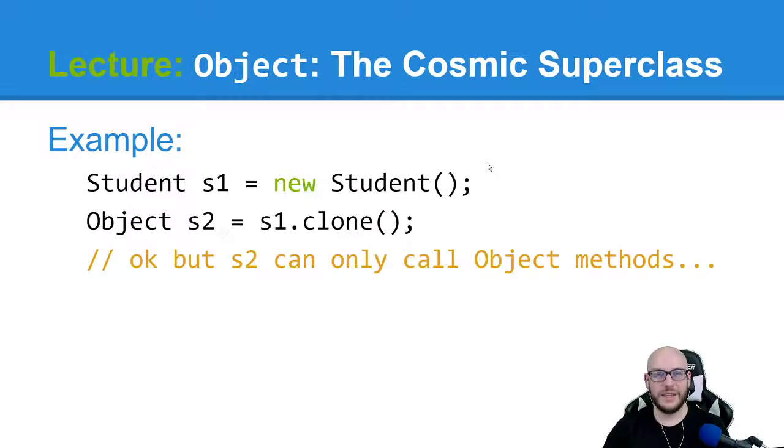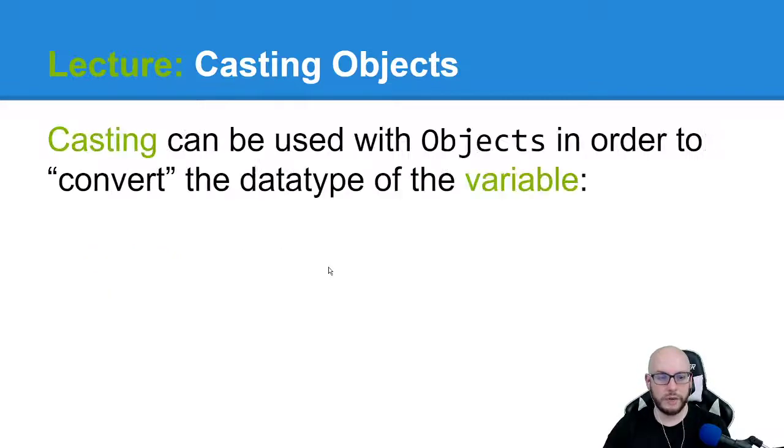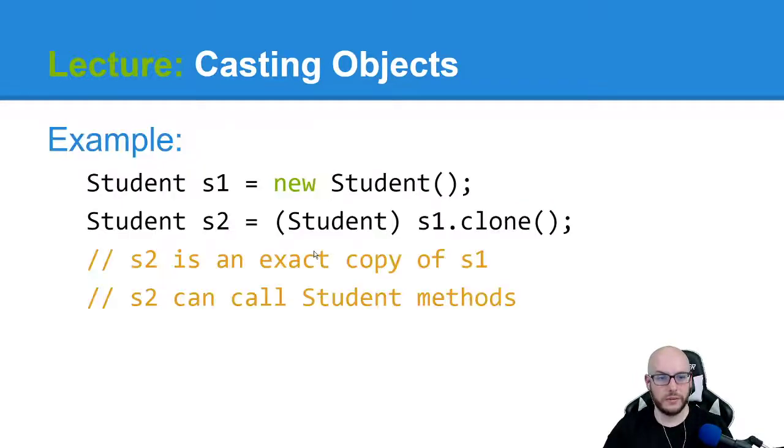We've talked about casting before. Here I have a double, and I want to save this value in, right? If I just said integer y is equal to x, that's a problem. I'd be trying to save a double into an integer. However, with the cast, we can force this thing to be treated as an integer. Now, that's going to get rid of the fractional part, so there is some data loss here. However, it'll be 7. You notice this doesn't matter that much in this example because it's a 7.0 anyway. Casting can be used with objects in order to convert the data type of the variable.